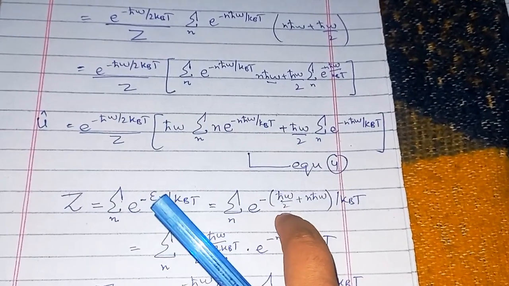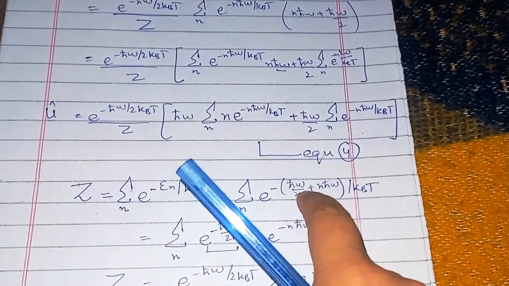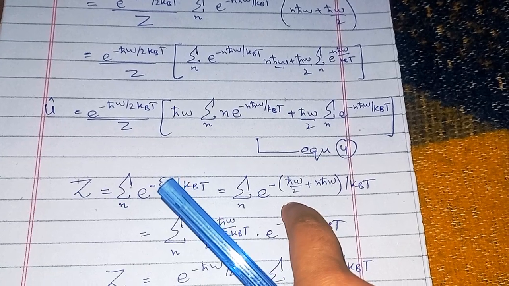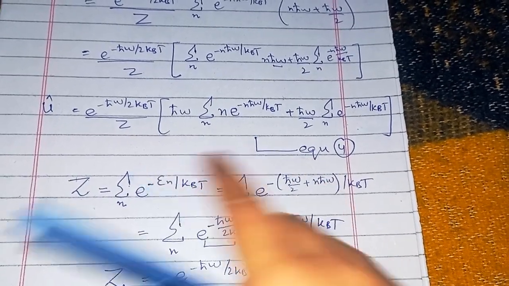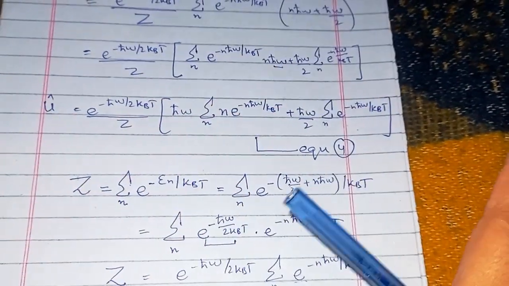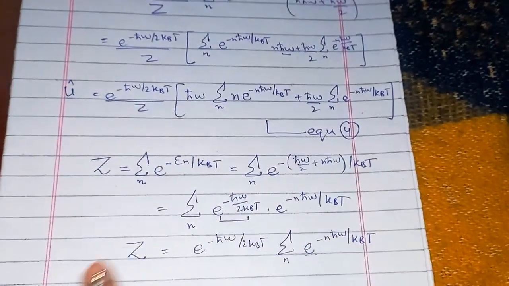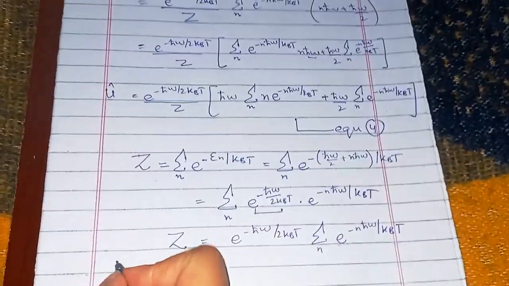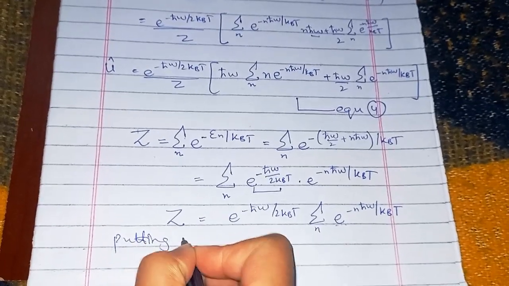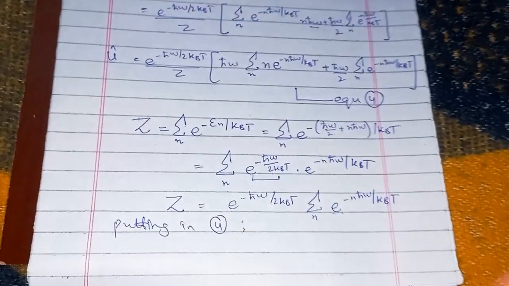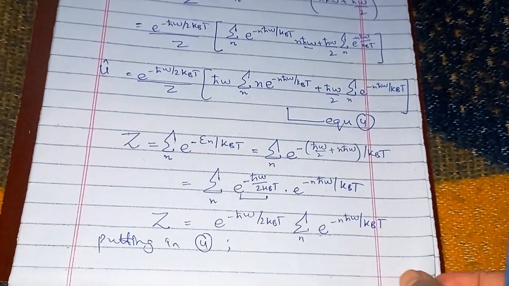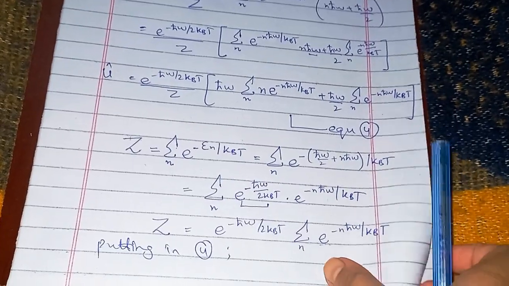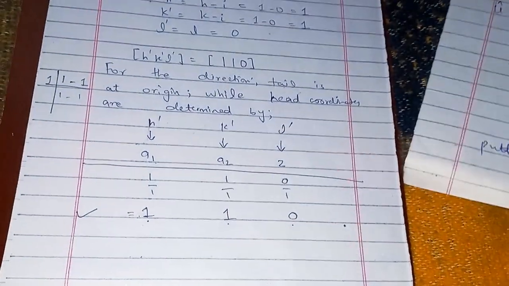And here I hope you are not confused. I just wrote h cut omega by 2 first and h cut omega later. That doesn't bring any difference. So let's put Z here, putting in 4 so that we may get some simplified form, and we may need only a few simplifications later.